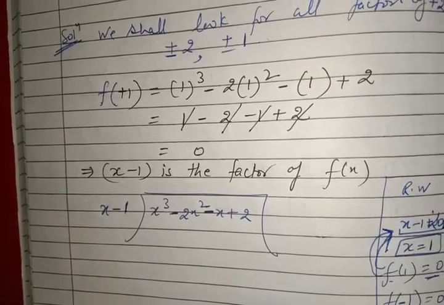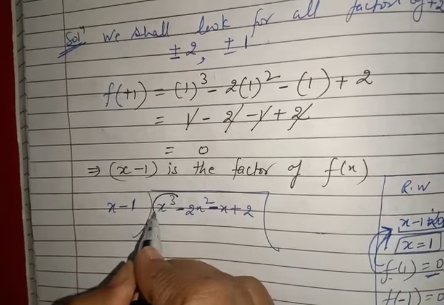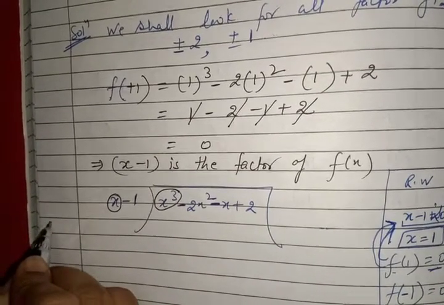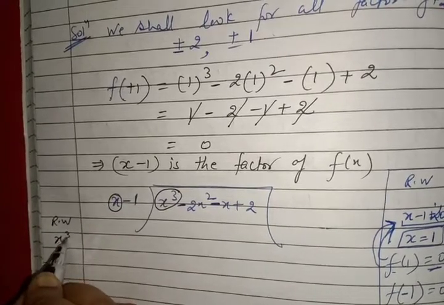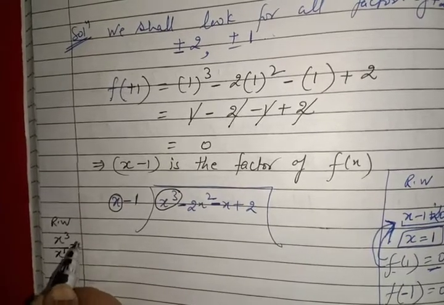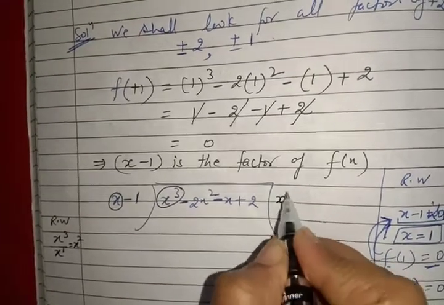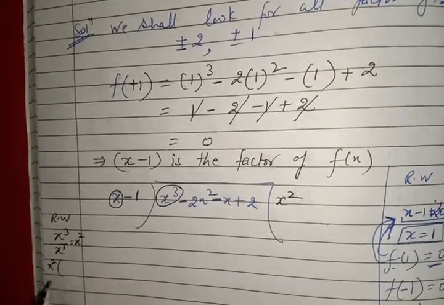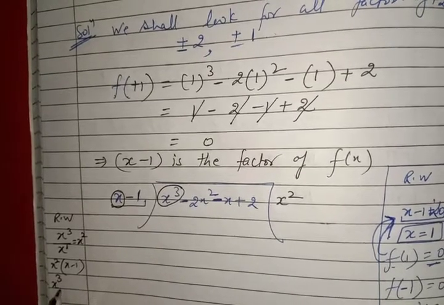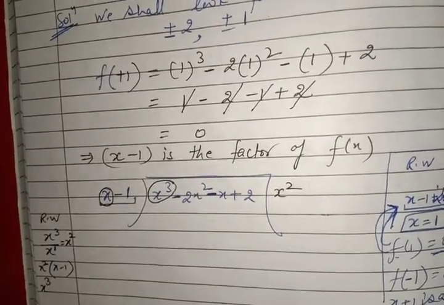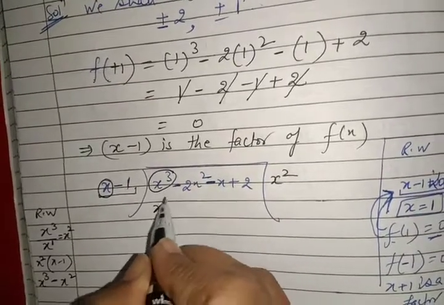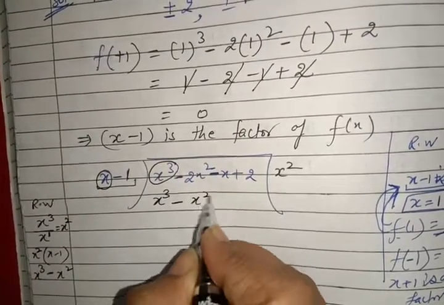This I already explained to you in my previous video, that we pick this number and divide in rough. So suppose this is rough work. I divide x cube by x. What do I get? If I know exponents, I will get x square. So the first quotient is x square. Now multiply this x square with the whole, x minus 1. What do I get? x cube minus x square. Now write x cube below x cube and x square below x square.